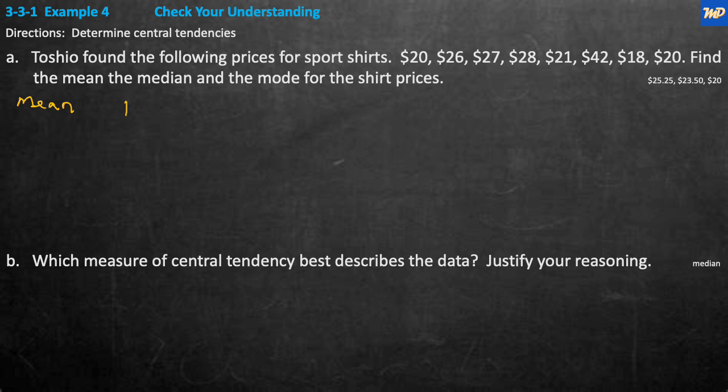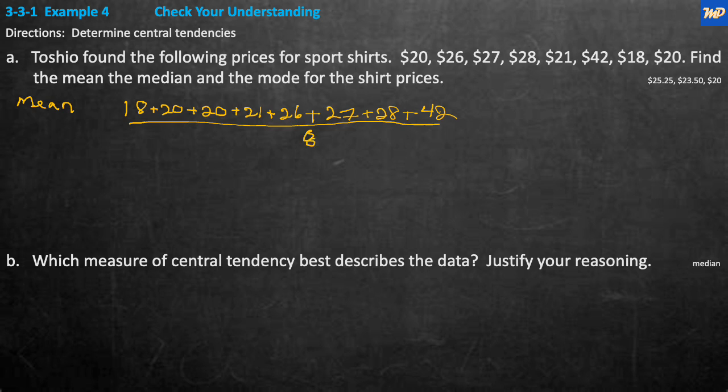So I'm going to start off with 18, and then a 20, plus another 20. Then a 21, plus 21. From the 21, I jump to a 26, plus 26, and then a 27, plus 28. After the 28, there is no 29 or 30s. We have a 42. And we know that there are 8 of them, so we're going to divide these numbers by 8.